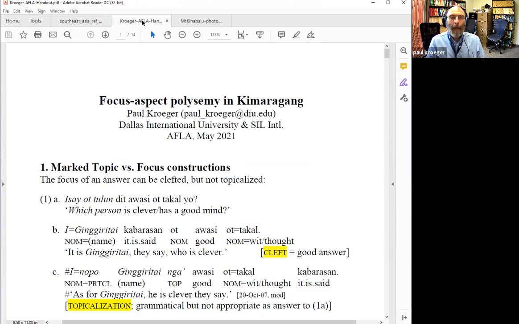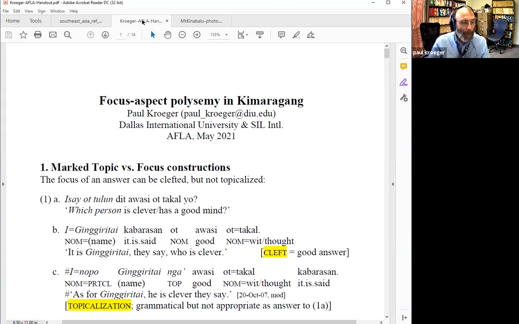I'm going to assume that po is pretty close to still. We can just treat it as meaning still. But noch, German, no in Kimaragang needs more attention. It is similar to already in some ways. I'm going to argue that the core meaning of the aspectual no is what Comrie referred to as the perfect of continuing result.